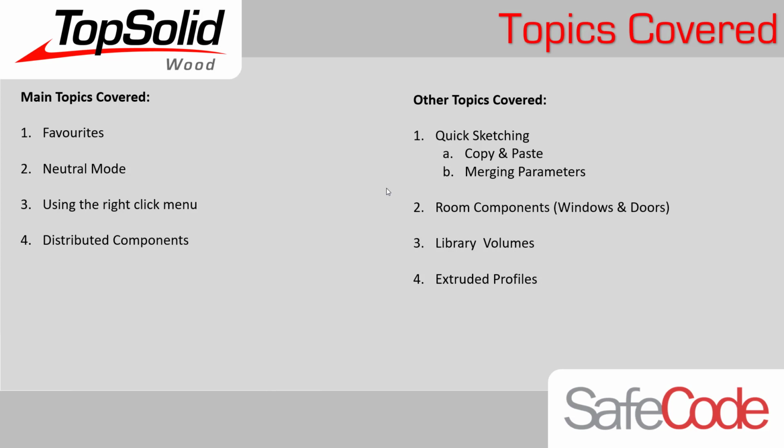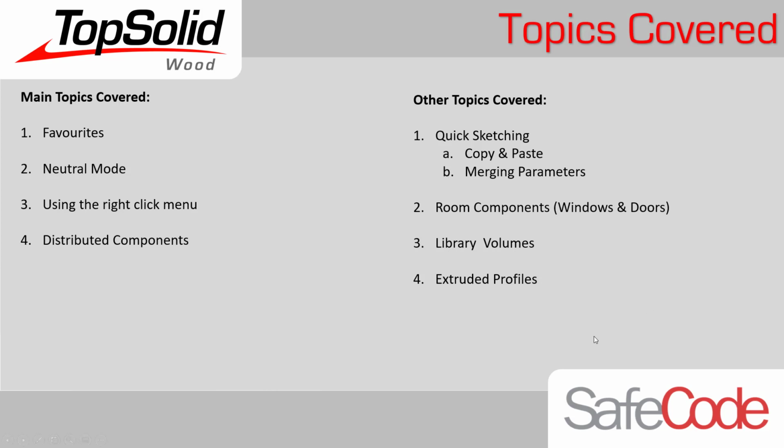We're also going to be using some new room components, windows and doors, some library volumes. So rather than extruding our sketches, we're going to be including volumes onto our sketches. Plus, we're also going to be using extruded profiles. In your library, that will be called extruded components. In there you've got timber, metal and aluminium. We're going to be using an angle aluminium on the underside of our bench tops.